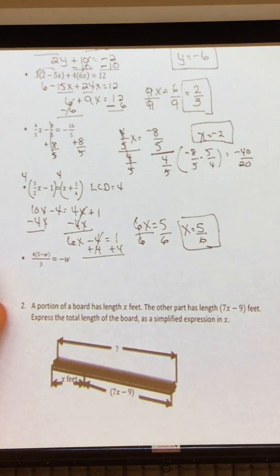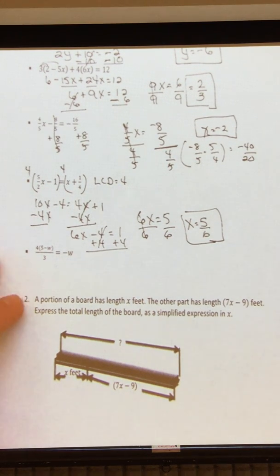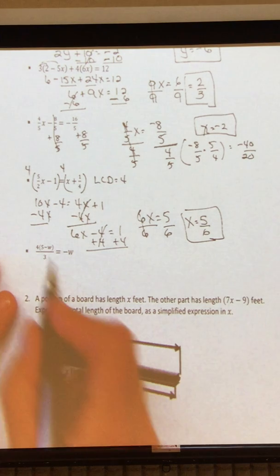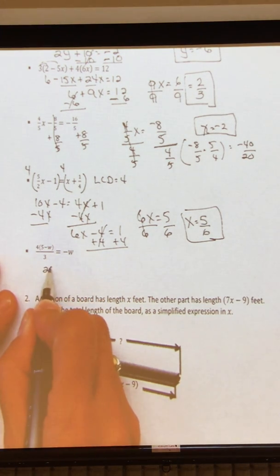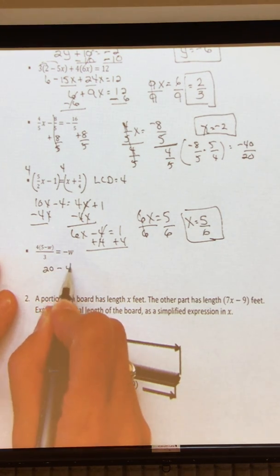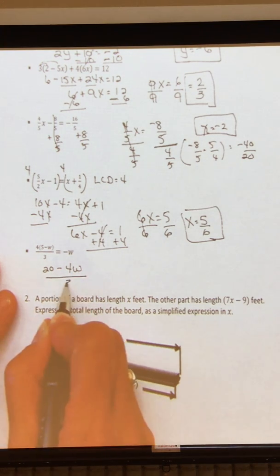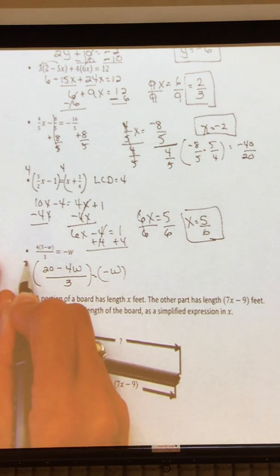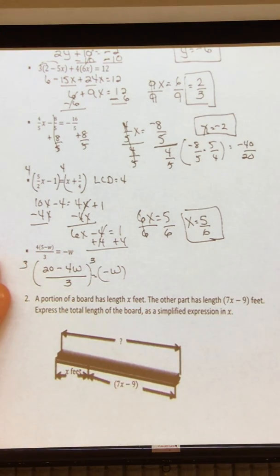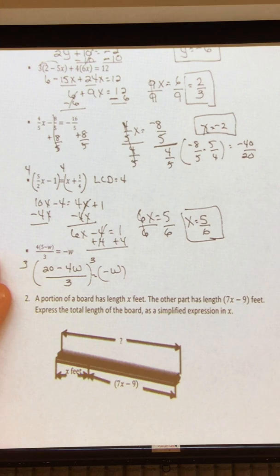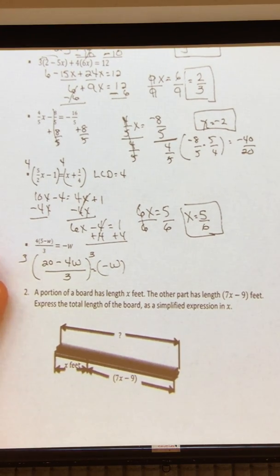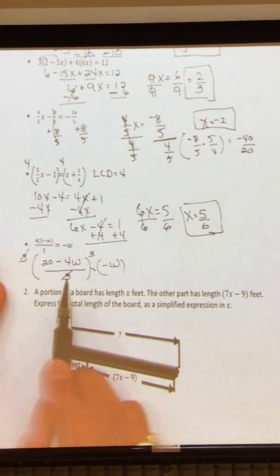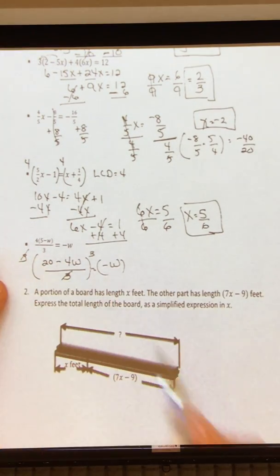And the last part of number 1, let's distribute first. 4 times 5 is 20, minus 4w over 3 is equal to negative w. Let's multiply both sides by 3. When we multiply both sides by 3, we can cancel the 3's, or we can multiply and divide, which is just easier to cancel.